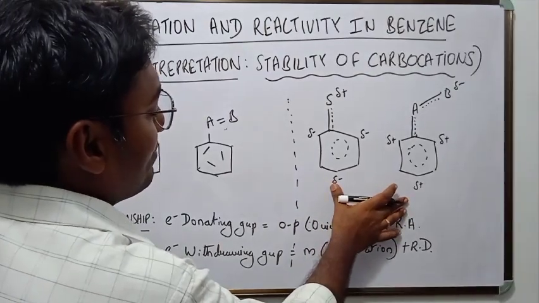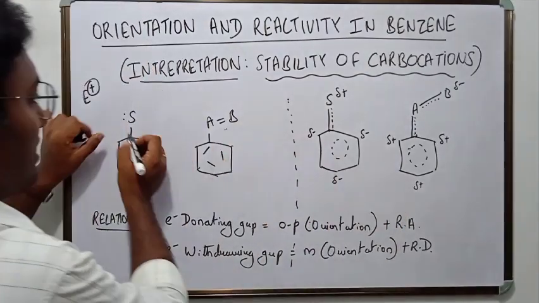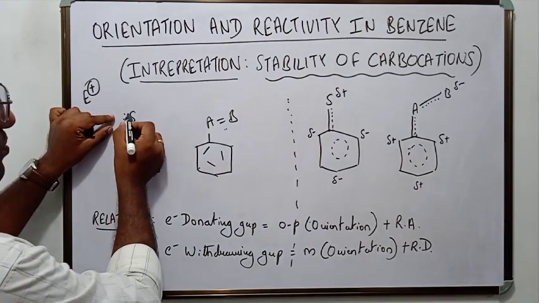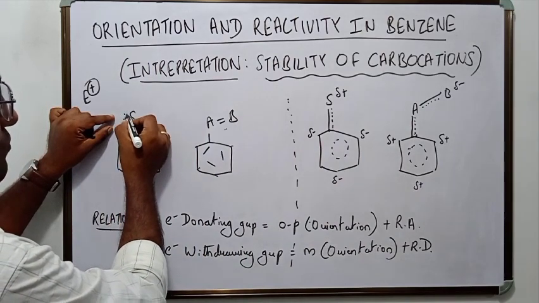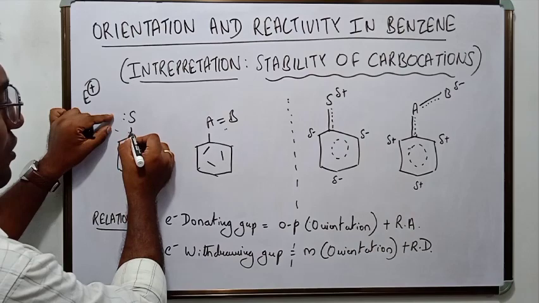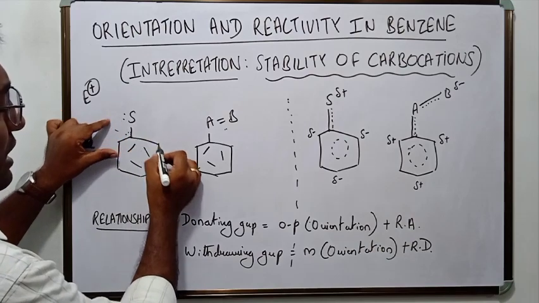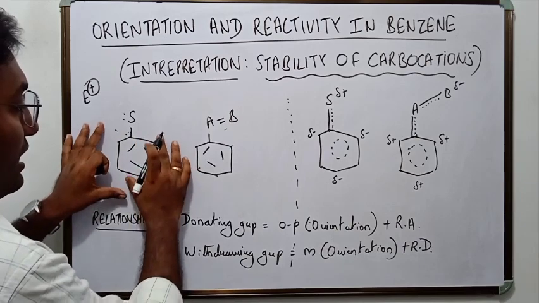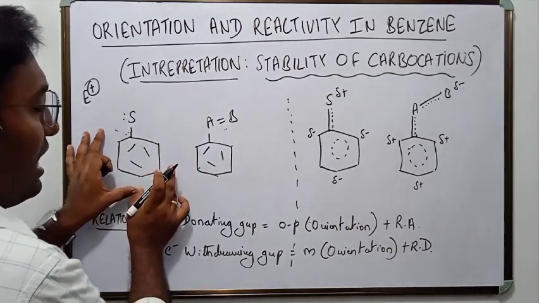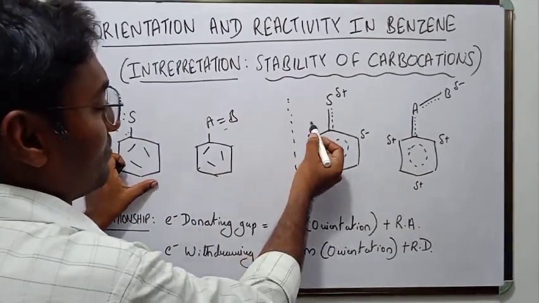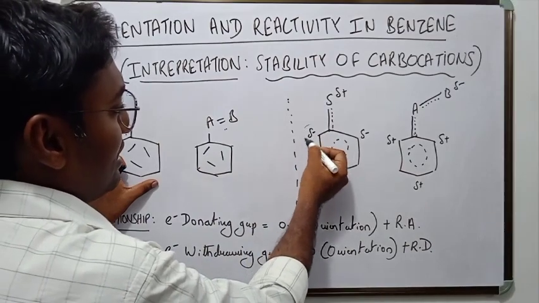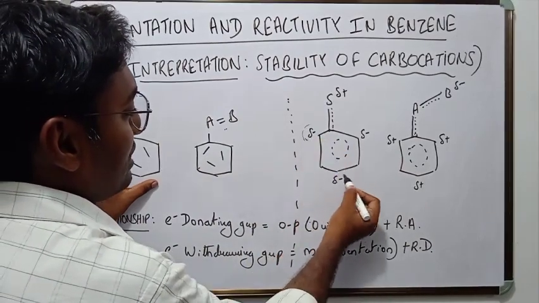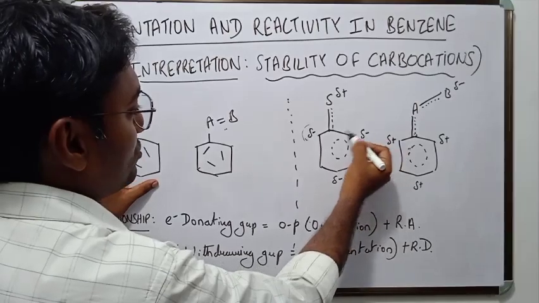How did these charges come up? For that we assumed that the electron donating group, which has a lone pair of electrons, would donate its electrons to the pi electron system of the benzene ring. That would lead to higher electron density of the benzene ring, and we had proven that there is higher electron density at the ortho and para position.